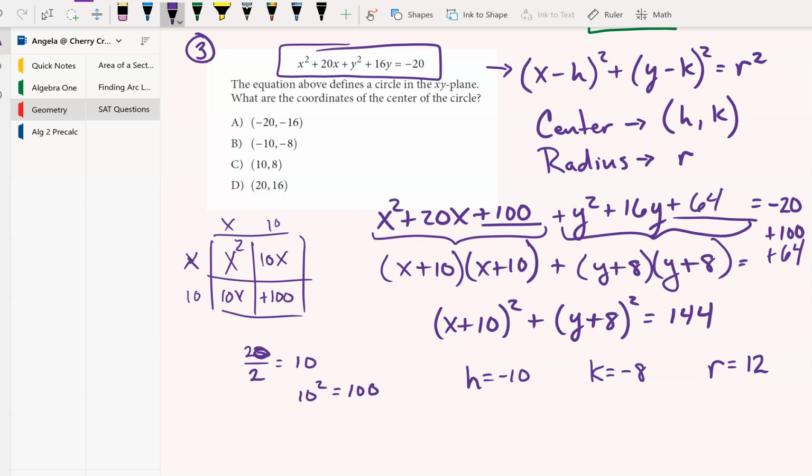So that means, to answer our question for this SAT problem, the center of the circle would be located at (-10, -8), and we would select choice B.